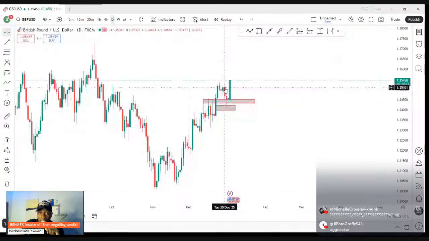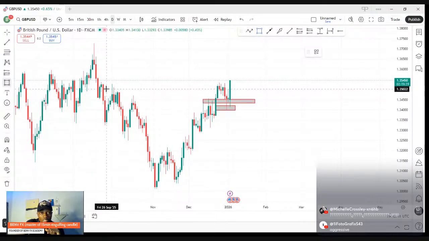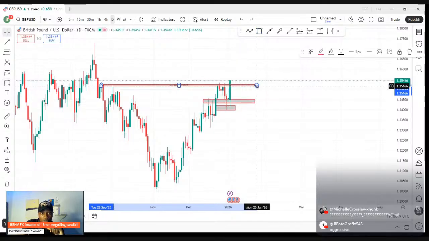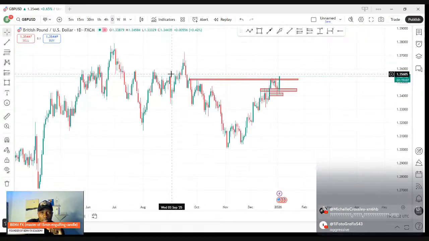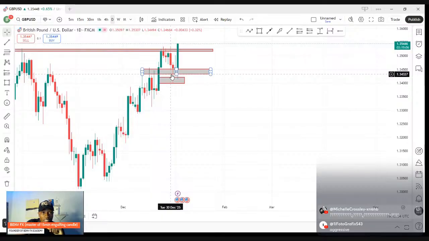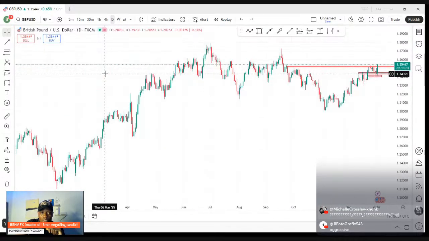And what exactly are you seeing? The market has broken above this particular resistance level with the bullish candlestick. Where is the next resistance level that we'll be looking out for?